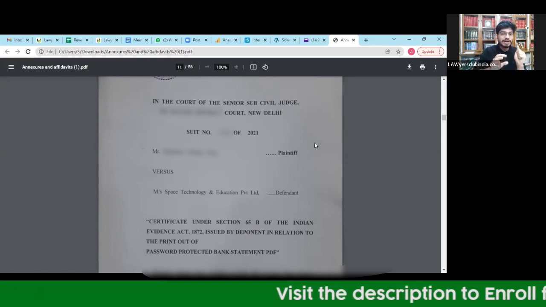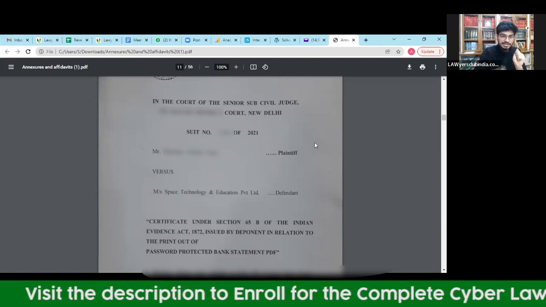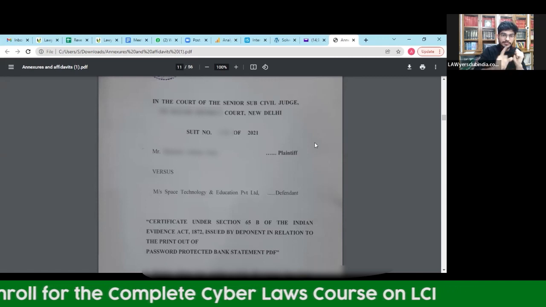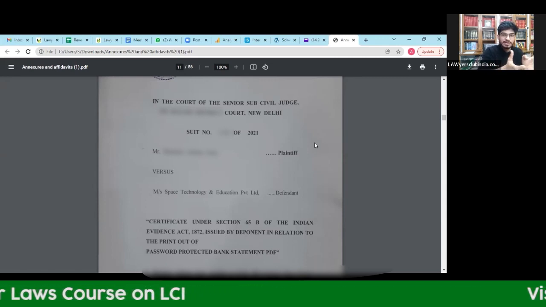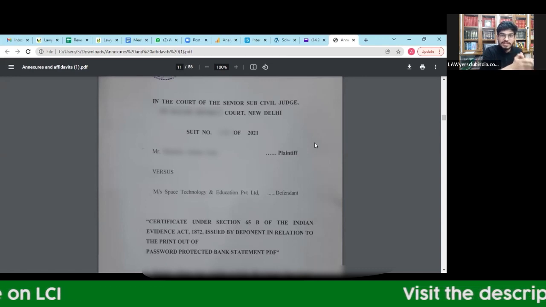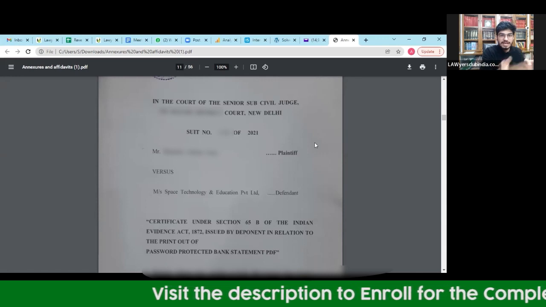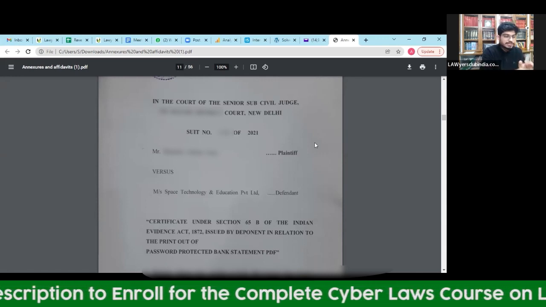Otherwise, you cannot depart from your pleadings, which is also given under Order 6, Rule 7, where you are not allowed to depart from your pleadings unless and until you have been given the permission under Order 6, Rule 17 of CPC, where you will get amendments. So that you can do. Now coming back to the presentation.